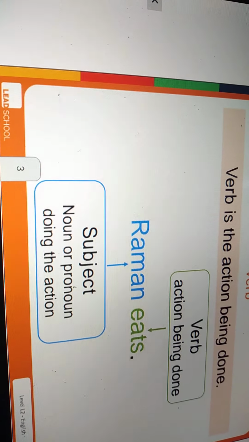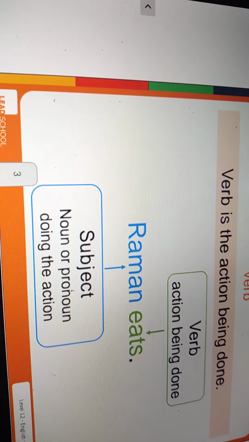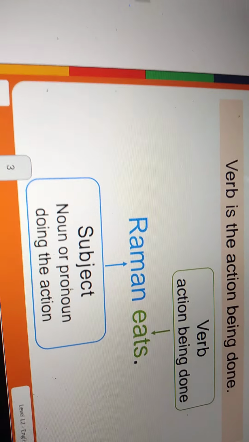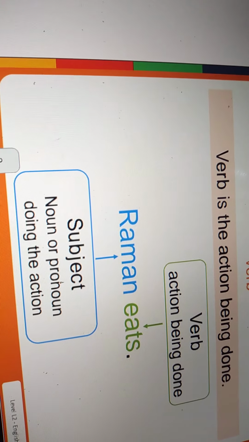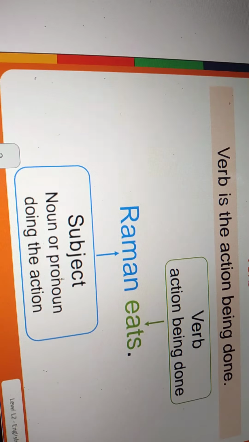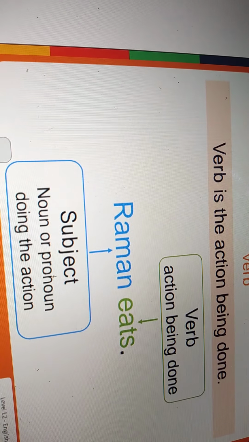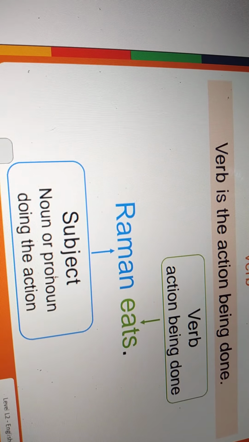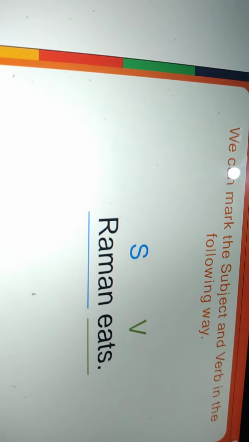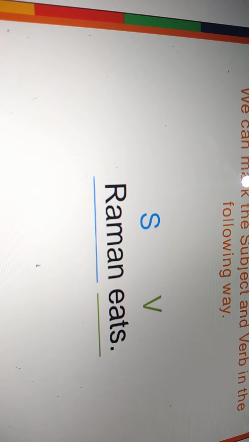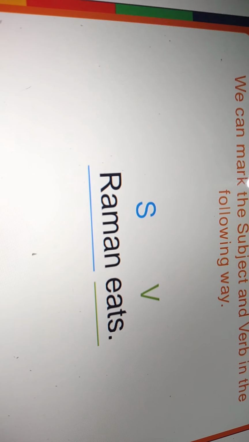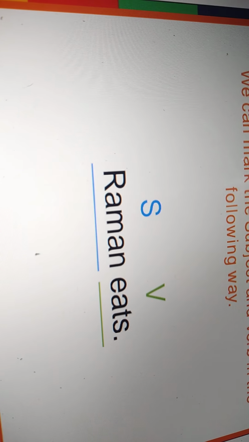So let's see what eats is. What is a verb? An action being done. If an action is done by a subject, that is called a verb. In the sentence Raman drinks, drinks will become the verb. So an action word, a working word, is called a verb, children. So in the given sentence, the subject is Raman and the verb is eats.